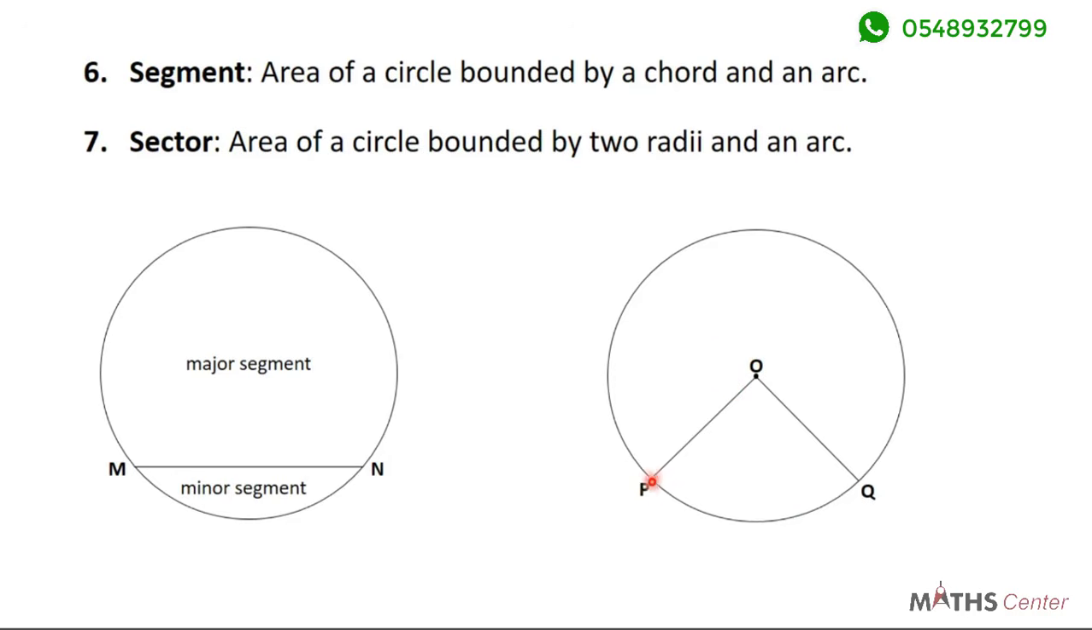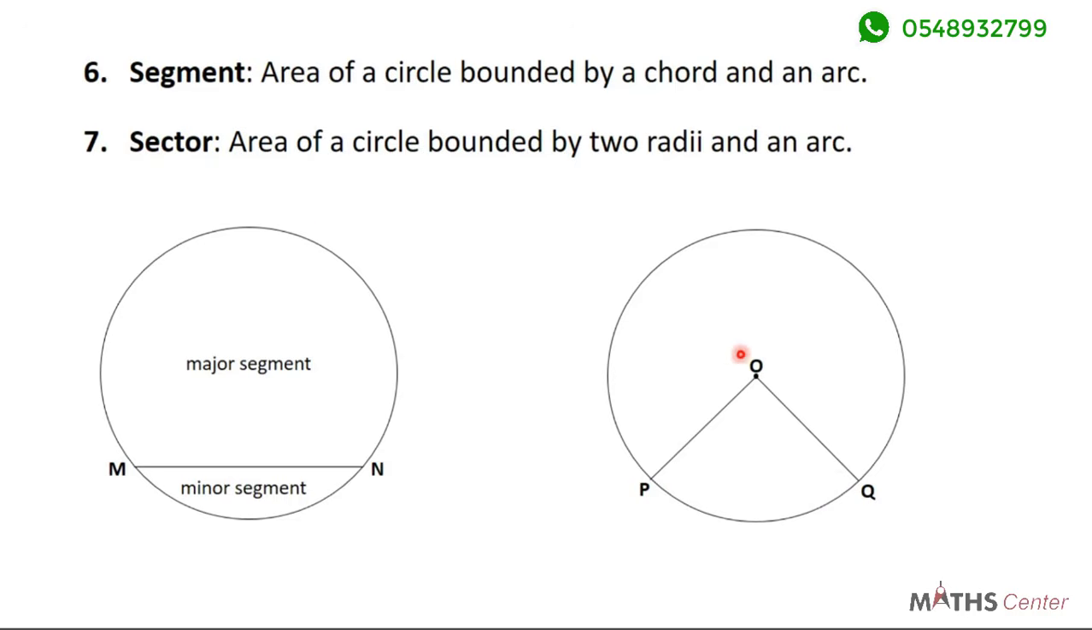I'm calling this point here point P and point Q. Now you can see that this particular area is bounded by this radius and this arc here. So this area is referred to as a sector, an area bounded by two radii. So we have the radius PO and radius QO, and we have the arc PQ. So an area bounded by two radii and an arc is what we refer to as a sector.